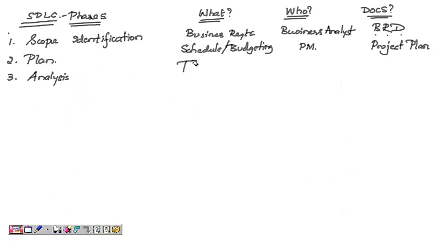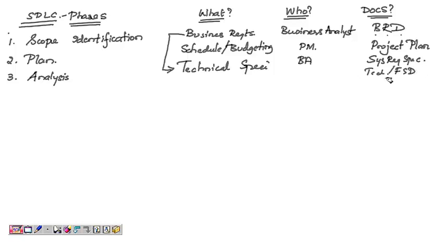So here what we do, these business requirements are converted into the technical specifications. By whom can it be done? Again by the business analyst. And the document that he prepares is called the system requirements specification or technical specification document. Okay, functional specification document, all are one and the same. Okay, SRS, FSD, all are one and the same. Okay, fine. So after analysis, what next?